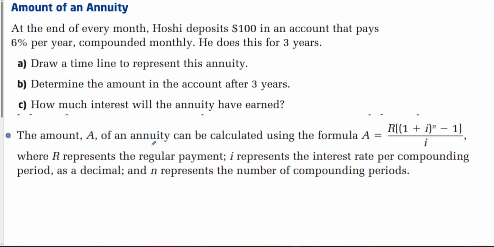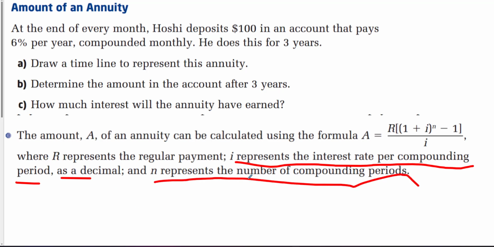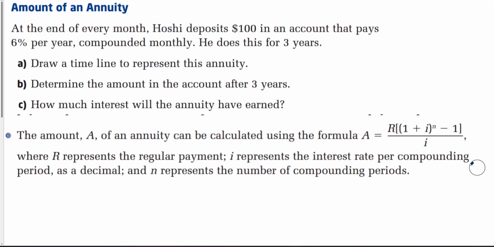So the amount of an annuity can be calculated using the formula A is equal to R, bracket 1 plus i, close bracket to the power n, minus 1, close bracket, all over i. So i and n are the exact same thing as the previous lesson. i represents your interest rate per compounding period, important, as a decimal, and n represents the number of compounding periods, and R represents the regular payment, and A is the total amount that the annuity is going to be. So let's do an example now, so hopefully you'll understand it a little bit better.